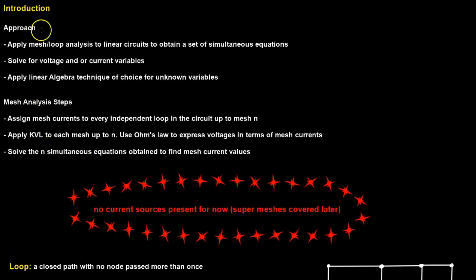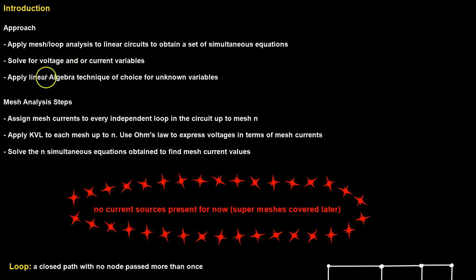So what is the approach we take for applying either mesh or loop analysis or nodal analysis? The idea is that we apply these techniques to linear circuits to obtain a set of simultaneous linear equations. Once we find those equations, we can solve for voltage or current variables depending on which method we've used. If we've used nodal analysis, we can solve for node voltages. If we apply mesh analysis, we can solve for current variables in the circuit. And having current and voltage, we can find power dissipated by an element. We can basically find everything we need for a given linear circuit with these basic electrical quantities.